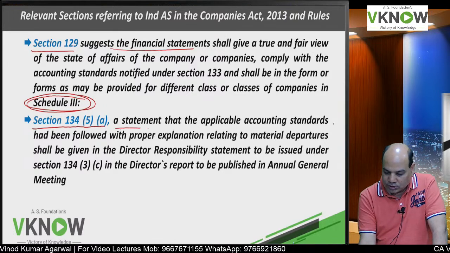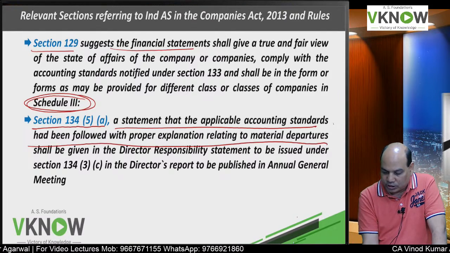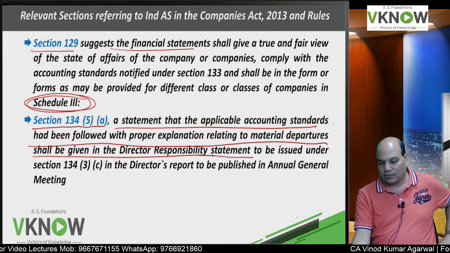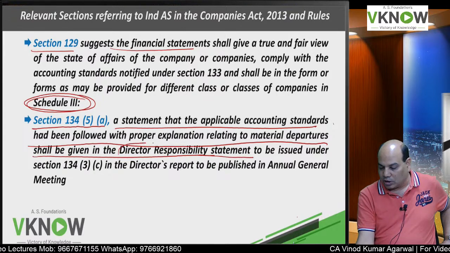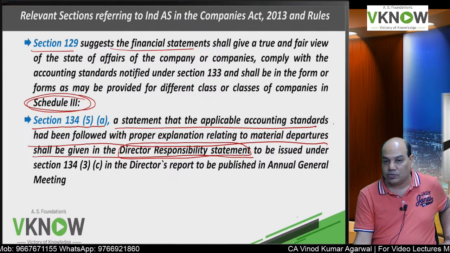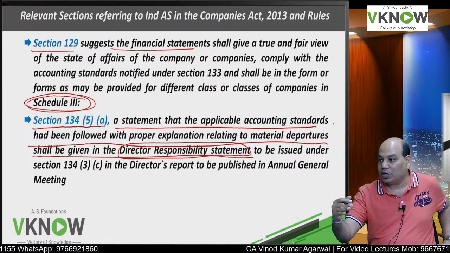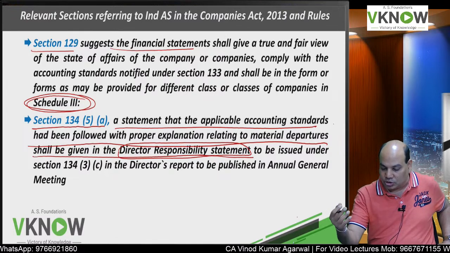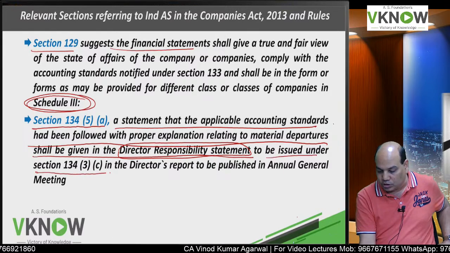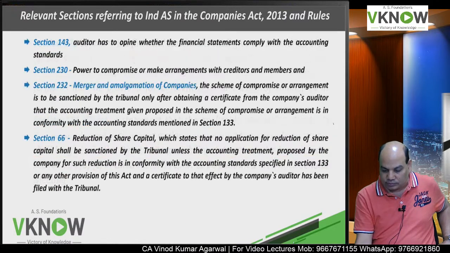Then there is section 135(5)(a): a statement that applicable AS have been followed, with proper explanation relating to material departure, shall be given in the director's responsibility statement. This I will explain. In the annual report you will find a director's responsibility statement, and the directors will have to mention whether they have departed, that means deviated, from an accounting standard, with an explanation of why they deviated, to be issued under section 134(3)(c) in the director's report, which is published in the annual general meeting.